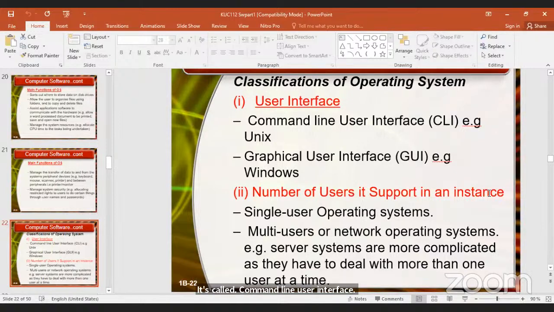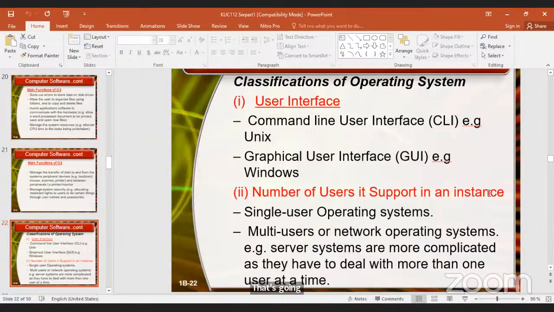So this comes handy when you go back and have a look to those first generation, second generation. You see, most of them, they were running on a command. They didn't have input devices like mouse and keyboard. So that's one category. Another one, when it comes to user interface, we have another one that use graphical user interface. That's GUI.